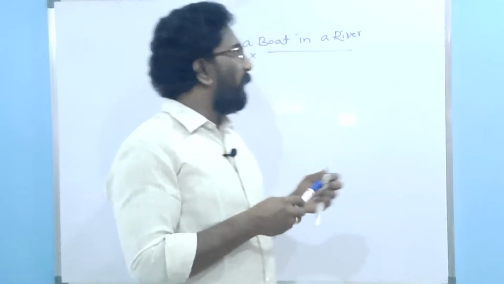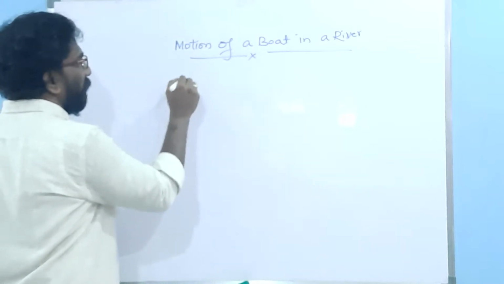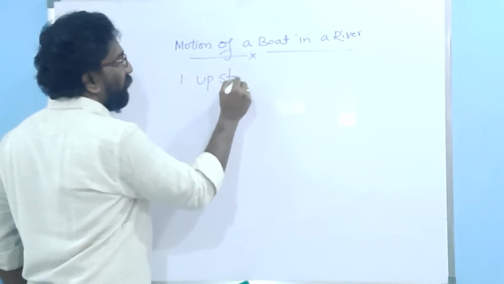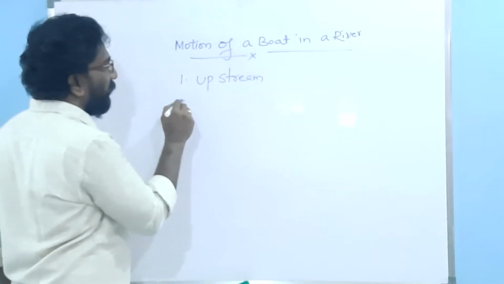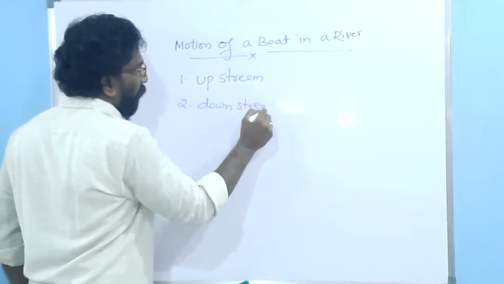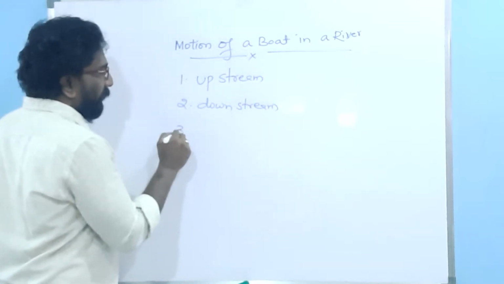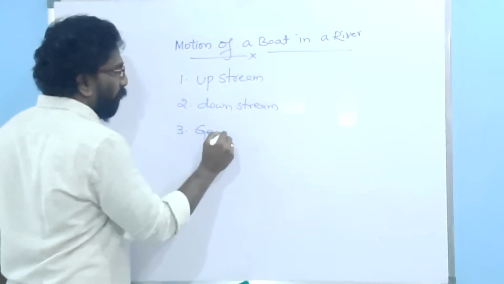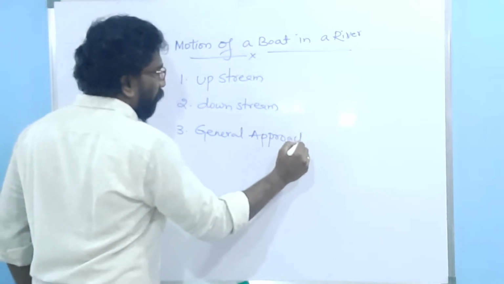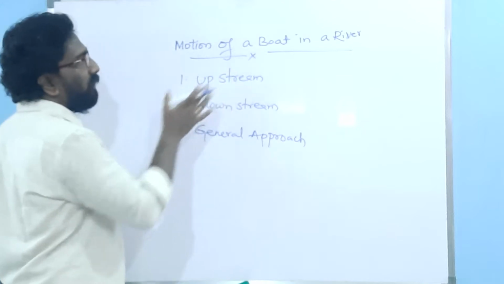So the first category will be upstream, the second category will be downstream, and the third category will be the general approach, which we use to find out some terminologies regarding the motion of a boat in a river.